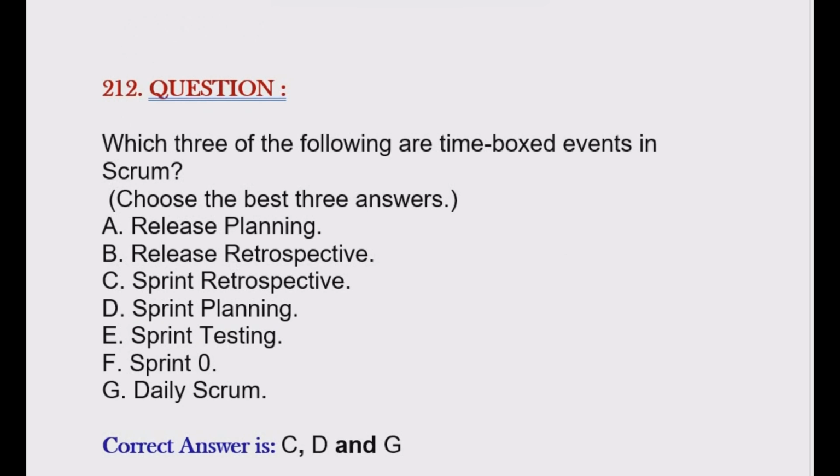Question is, which three of the following are time-boxed events in Scrum? Option A, release planning. Option B, release retrospective. Option C, sprint retrospective. Option D, sprint planning. Option E, sprint testing. Option F, sprint 0. Option G, daily Scrum. Correct answer is option C, D and option G.